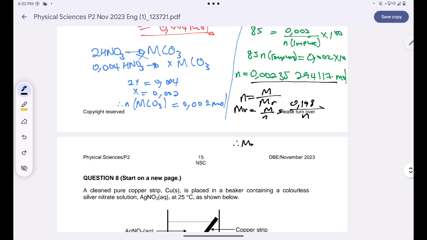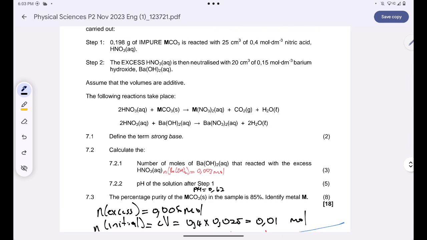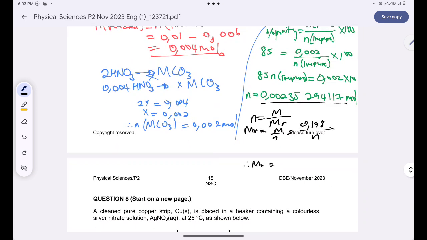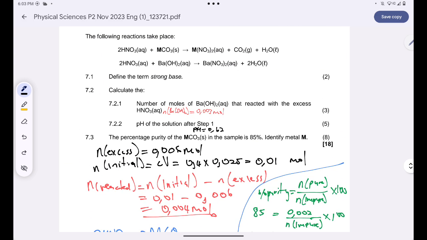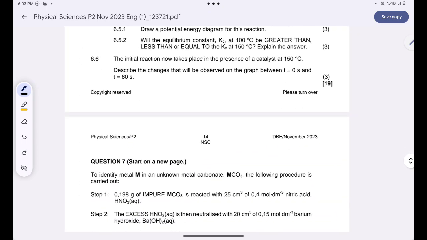So therefore my molar mass is equal to, let me check the mass. Yeah, it's 0.198. Okay, 0.198 divided by the answer, I'll simply get 84.15 grams per mole. Okay, 84.15 grams per mole.